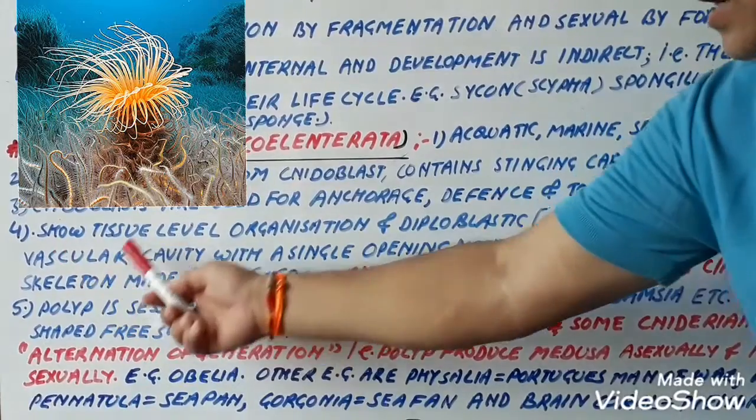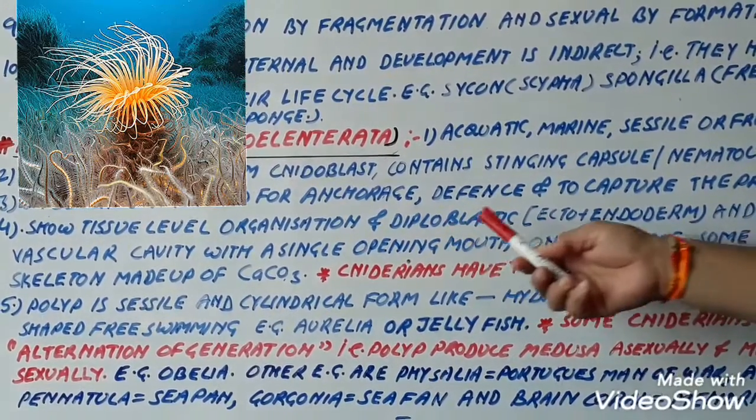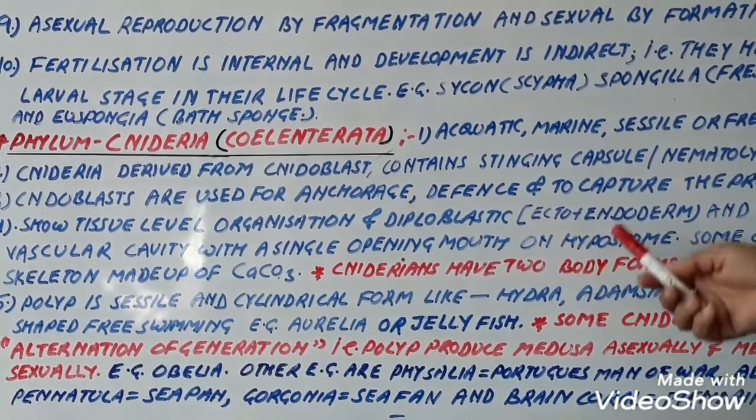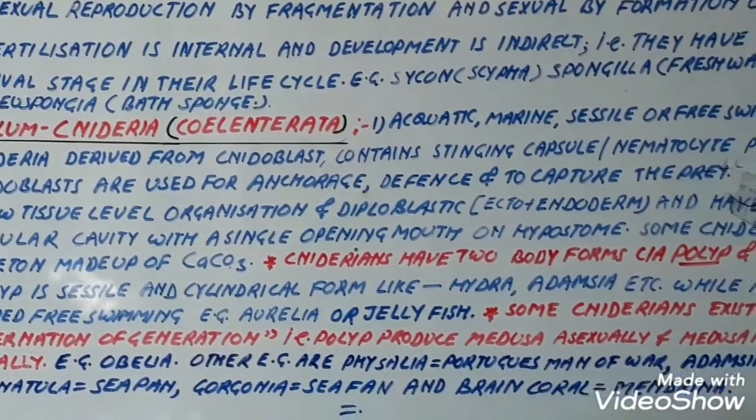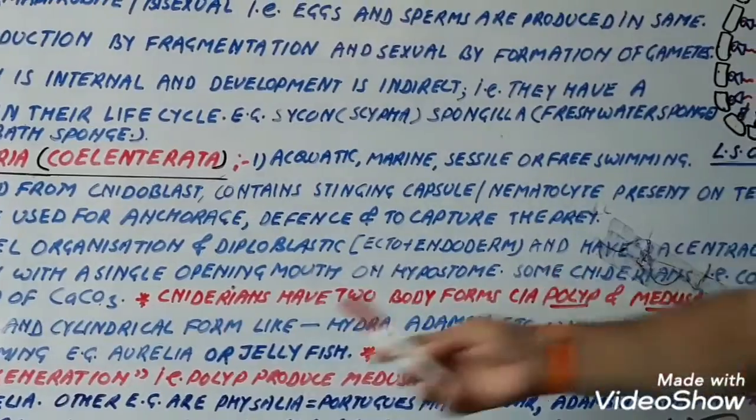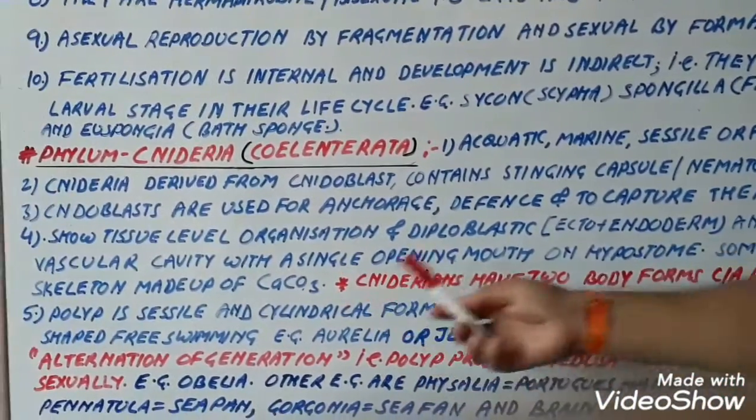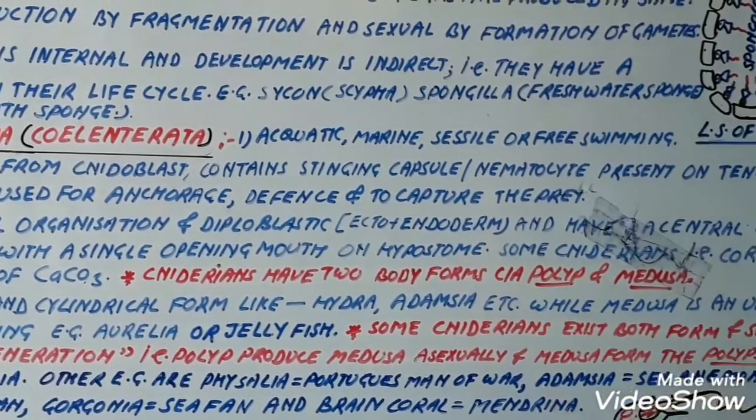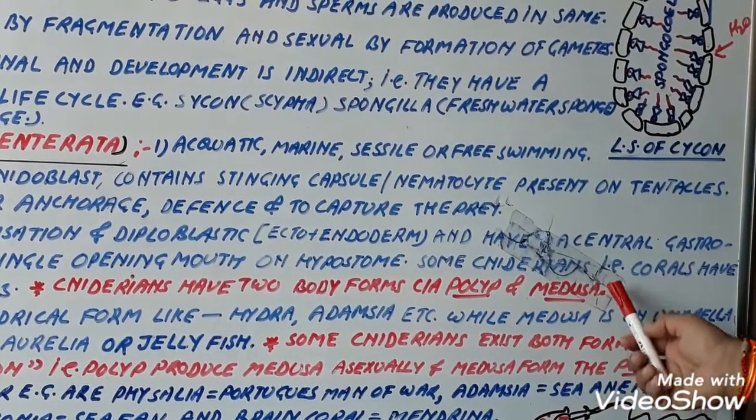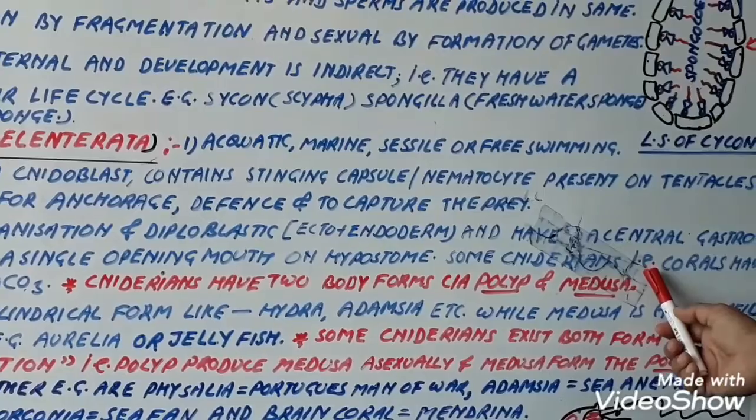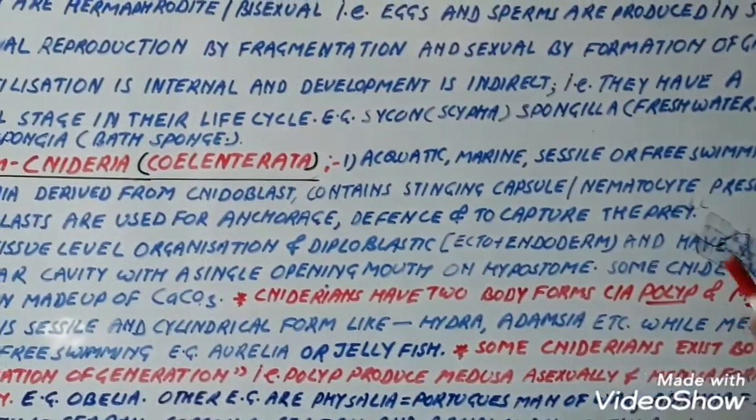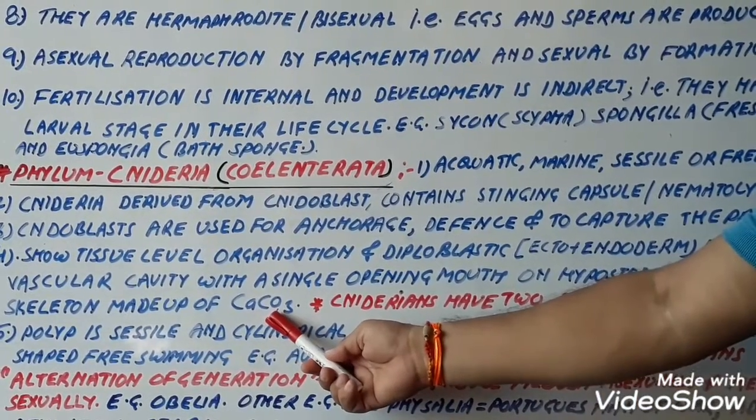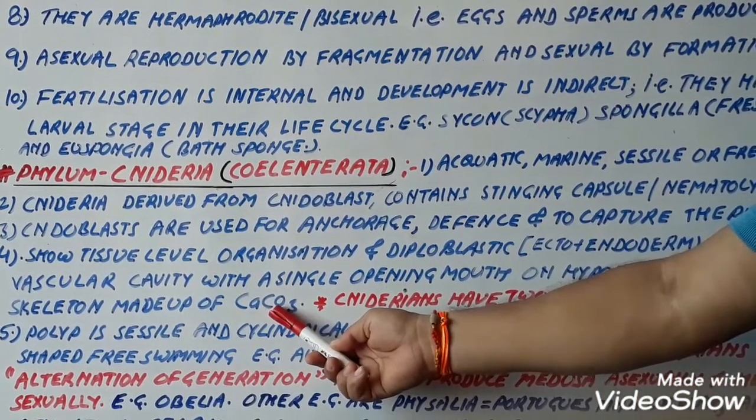Now, they show the tissue level of organization and diploblastic body organization. That is, the body is made up of ectoderm and endoderm only, and they have a central gastrovascular cavity with a single opening, the mouth, on the hypostome. This is a very important one. Now, some cnidarians or some coelenterates, just like the corals, have the skeleton which is made up of calcium carbonate.